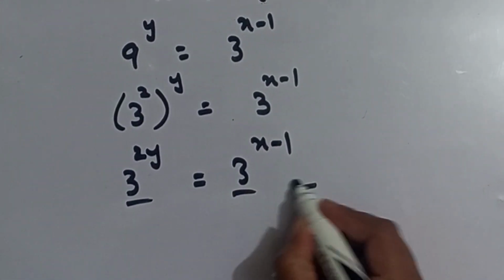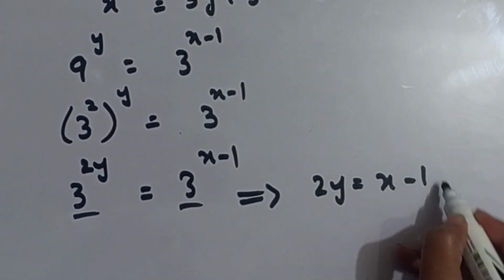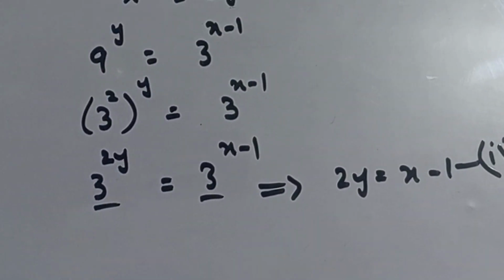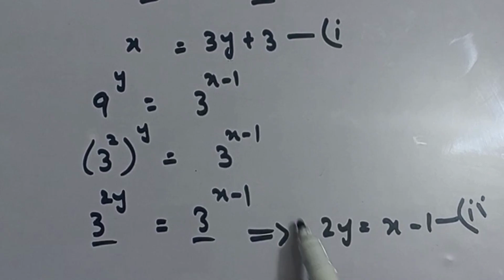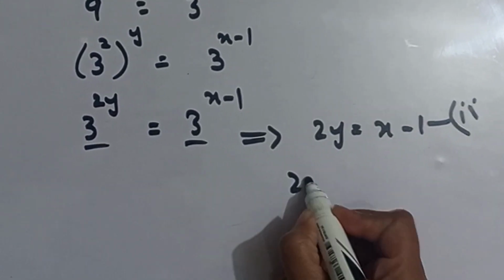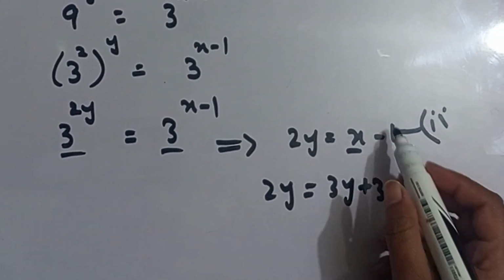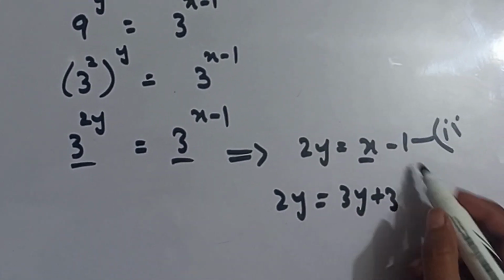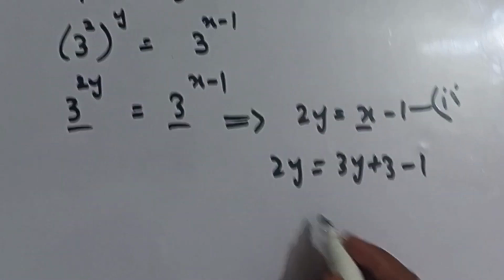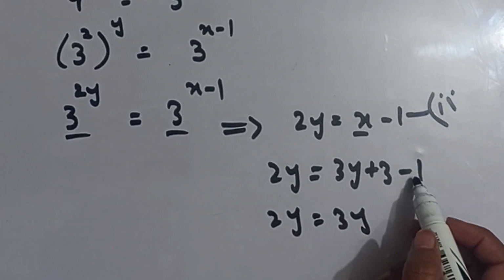So this implies 2 times y is equal to x minus 1. We call this equation number 2. Now we solve equations 1 and 2 and find the values of x and y. So in equation 2, we write 2y is equal to x minus 1, and x is 3 times y plus 3 according to equation 1. So we simplify this. So this is 2 times y equal to 3 times y plus 3, and minus 1 is plus 2.